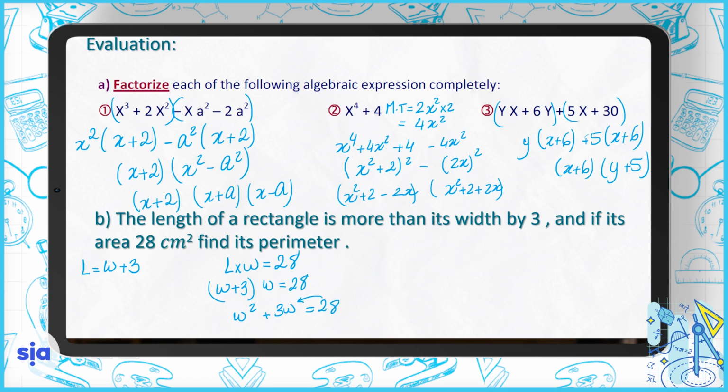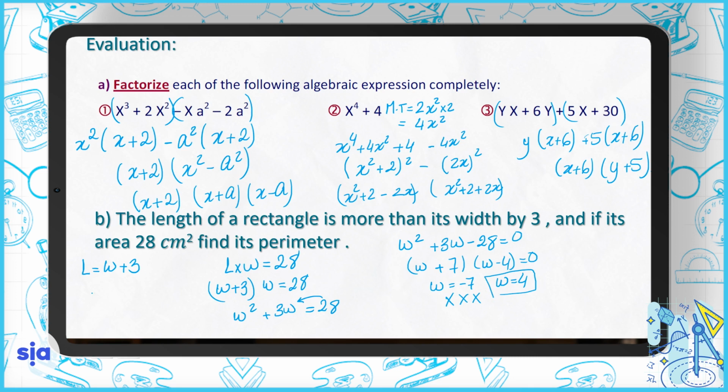If you move the 28 inside here, we have an equation w squared plus 3w minus 28 is equal to 0. If you factorize this to find the value of w, w plus 7 and w minus 4 equals 0. So w equals negative 7 or w equals 4. As long as w represents the length of the width, there is no length with a negative sign. So the length of the width is 4.